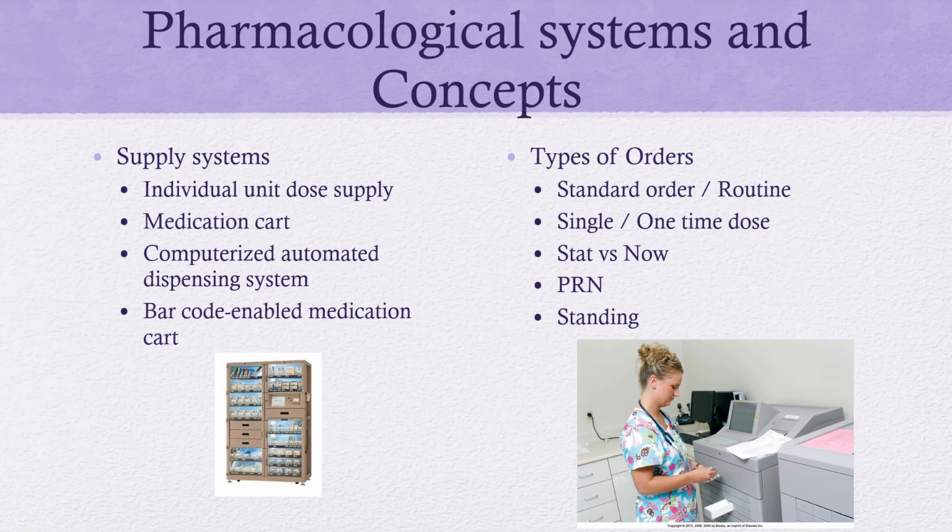Standing orders are those orders that generate with diagnoses. So pneumonia may have a standing order for an antibiotic, or maybe magnesium will be ordered for an electrolyte imbalance to give it if the level drops below 1.5. Those would be your standing orders.